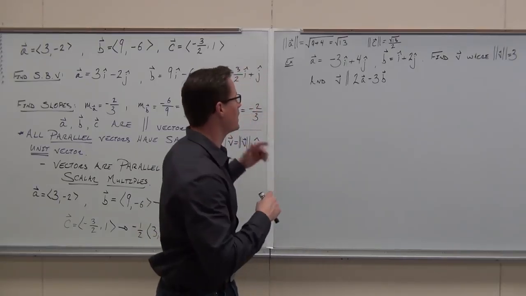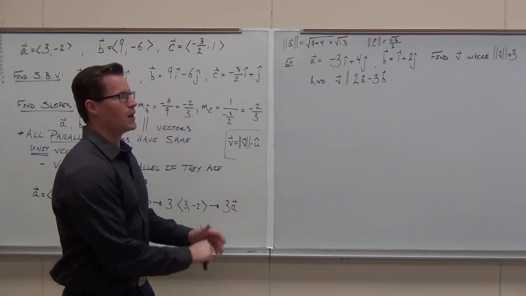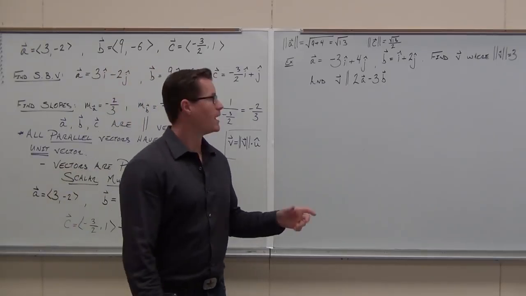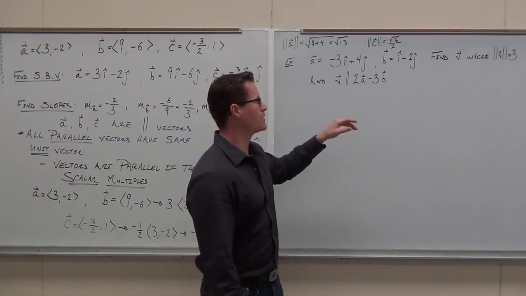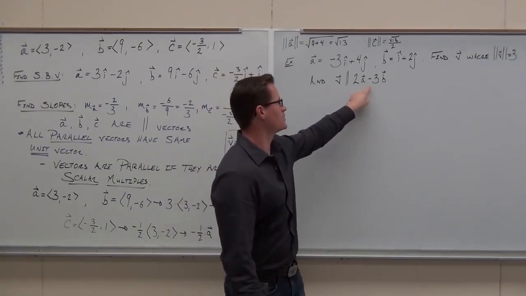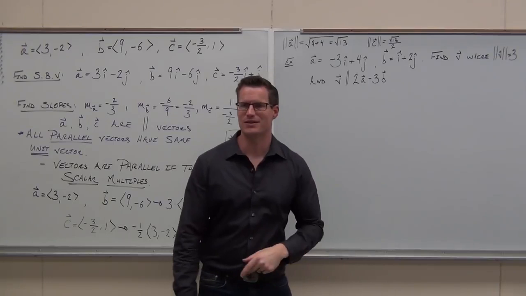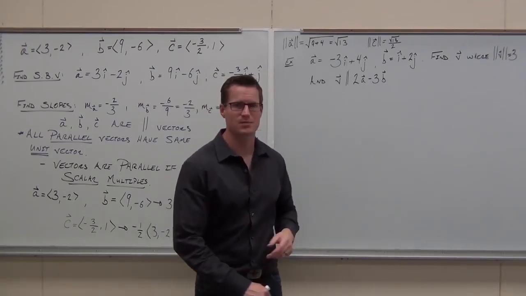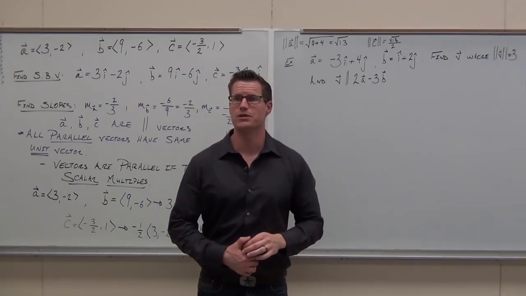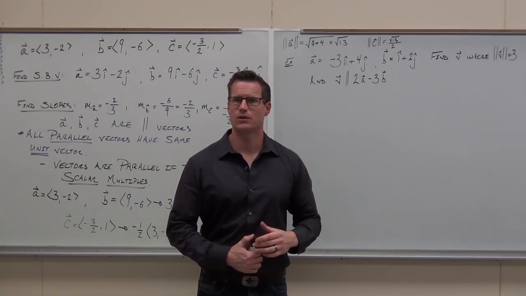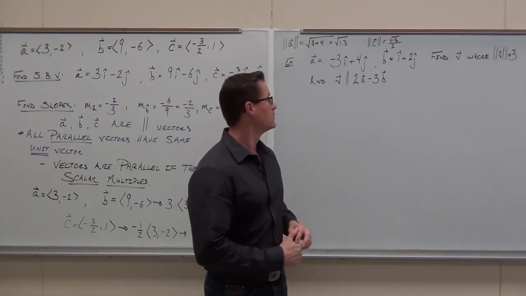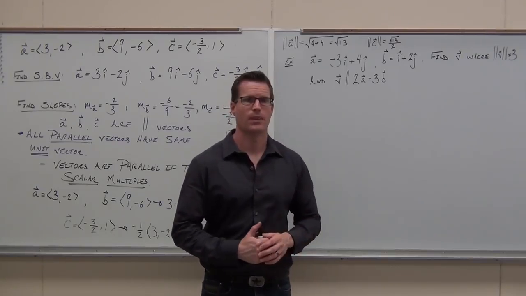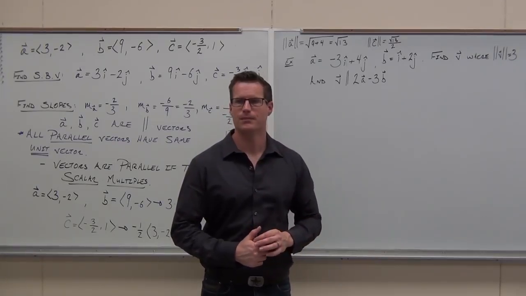So let's say we have two vectors, A and B, and I want to find a different vector. I want to find a vector that has a magnitude of 3. I also want this vector to be parallel to the direction of this crazy vector that's 2 times A minus 3 times B. What in the world do we do first? What do you do?